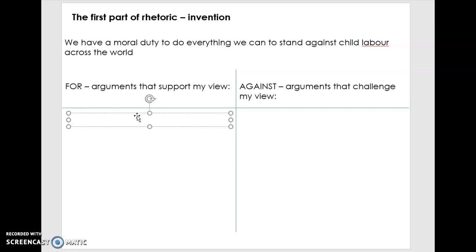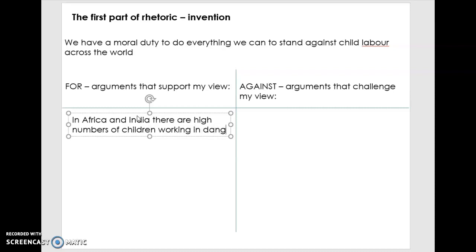So first of all, I know that in Africa and India, in particular, there are high numbers of children working in dangerous jobs. Now, I don't know the numbers off the top of my head. In the next stage, I'm going to research that. But at the moment, I know there's a high number of children working in dangerous jobs. I know that the typical types of jobs are factory jobs.